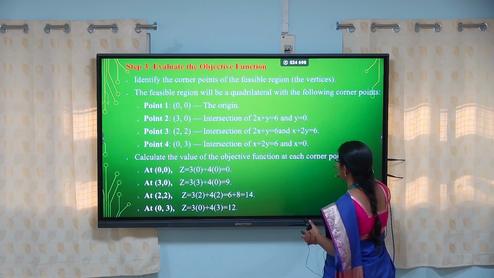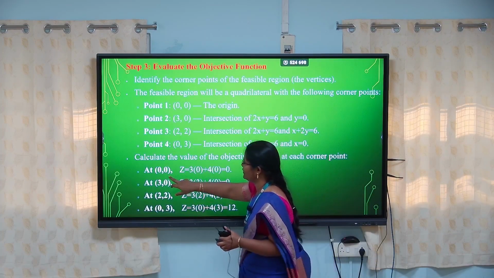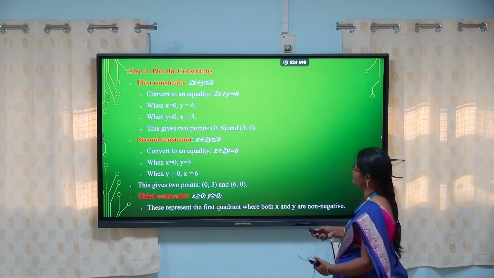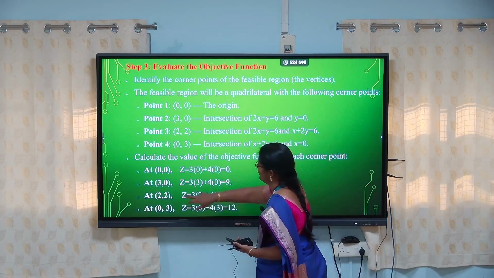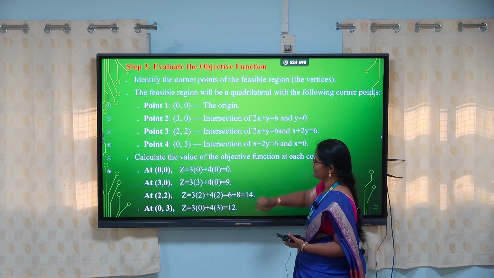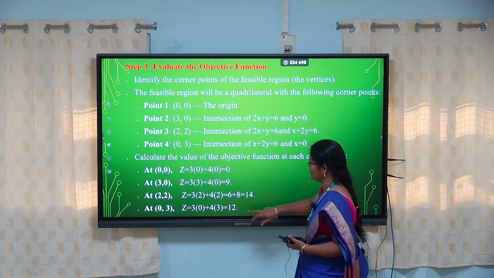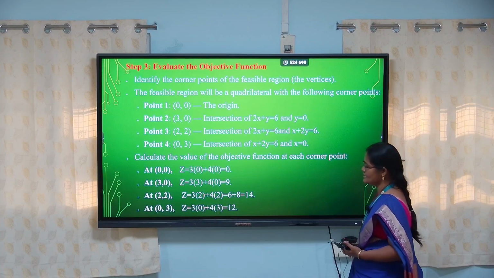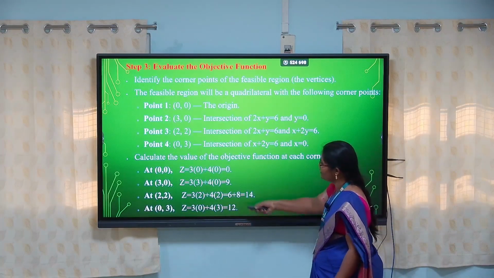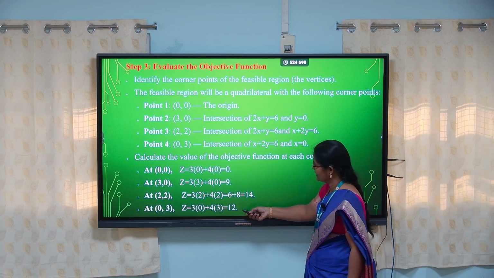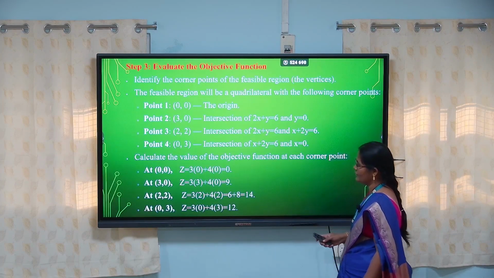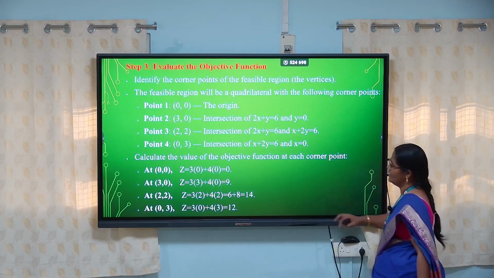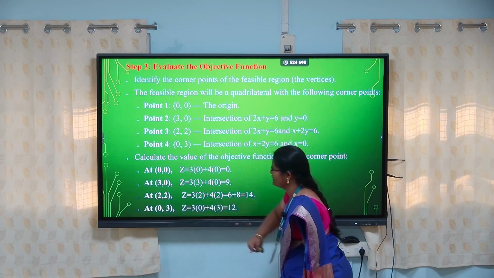Calculate the objective function at each corner point. At the point (0, 0), the value of z is 0, at the point (3, 0) the value of z is 9, at the point (2, 2) the value is 14, and at the point (0, 3) the value of z is 12. Comparing these 4 values, 0, 9, 14 and 12, 14 is the maximum. Therefore, the linear programming problem has its maximum value at the point (2, 2).